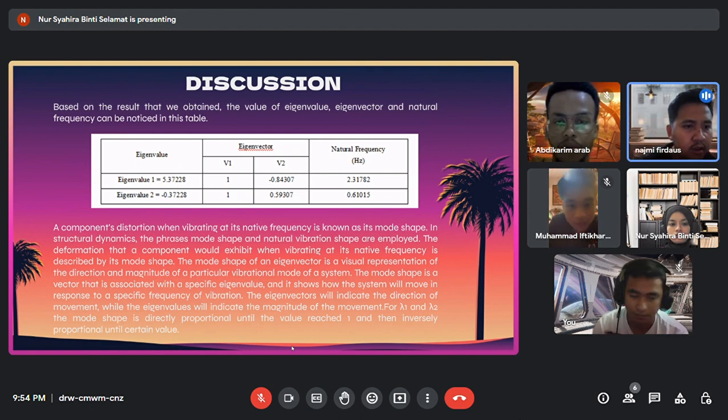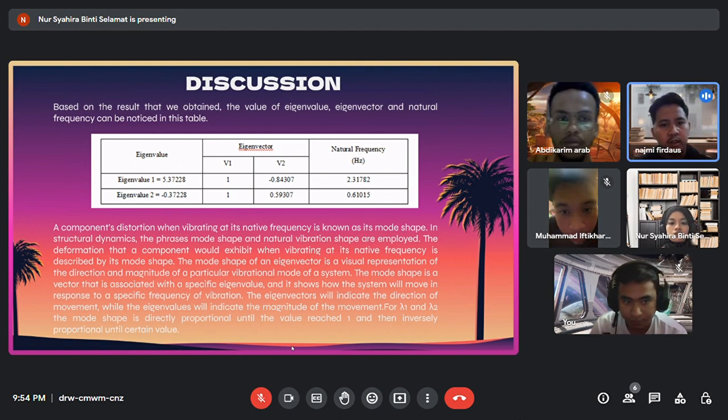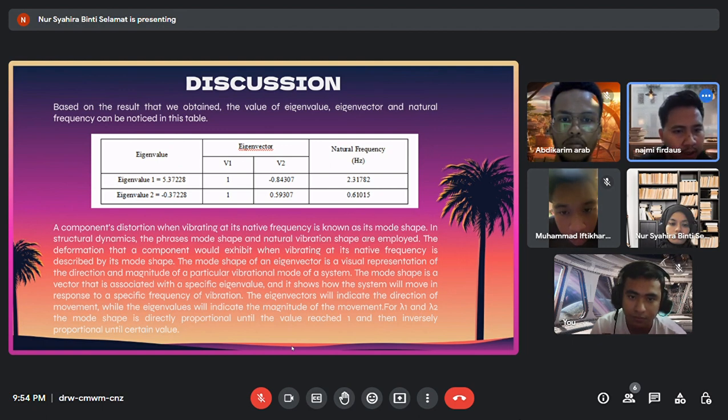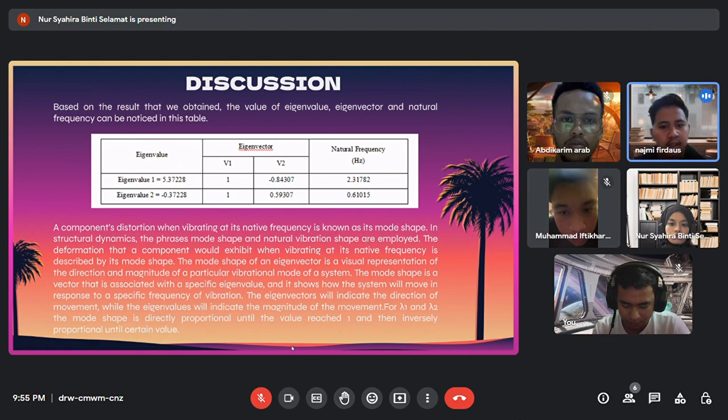A component's distortion when vibrating at its natural frequency is known as its mode shape. In structural dynamics, the terms phase mode shape and natural vibration shape are employed. The deformation that a component will exhibit when vibrating at its natural frequency is described by its mode shape. The mode shape of an eigenvector is a visual representation of the direction and magnitude of a particular vibrational mode of the system. So the eigenvector will indicate the direction of movement, while the eigenvalue will indicate the magnitude of the movement.